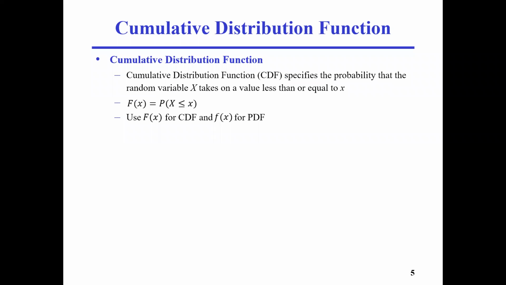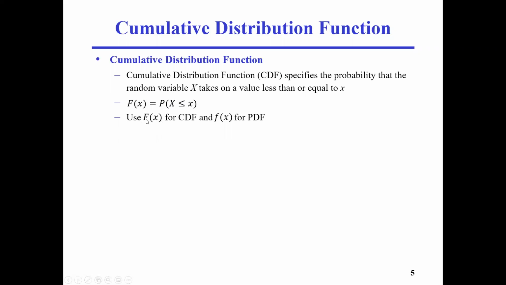Okay, we have introduced PDF. Now let's talk about CDF. CDF is simply the cumulative distribution function. CDF specifies the probability that the random variable X takes on a value less than or equal to x. So we use uppercase F to address CDF. So F(x) actually equals P, which is the probability of X, uppercase X, equal to or smaller than a specific x value or lowercase x.